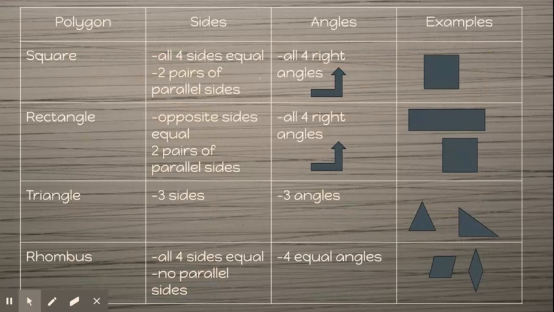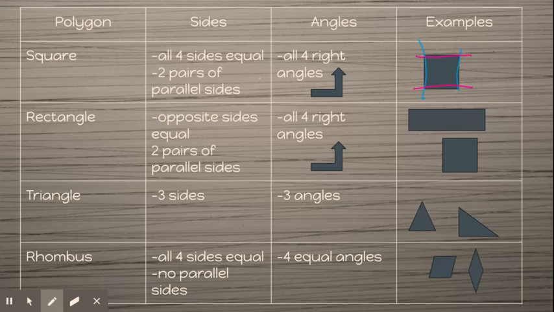All right, so let's look at each of these shapes that are polygons. All of these are different types of polygons. The first one we have is a square. All 4 sides are equal. There are 2 pairs of parallel sides. So parallel means they never cross. So this side and this side will never cross. This side and this side is parallel. It has 2 pairs of parallels, so this side and this side are parallel.